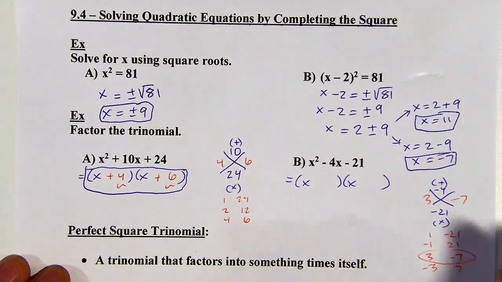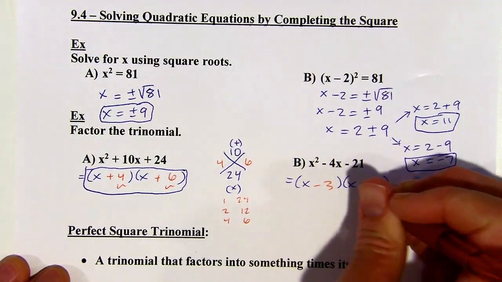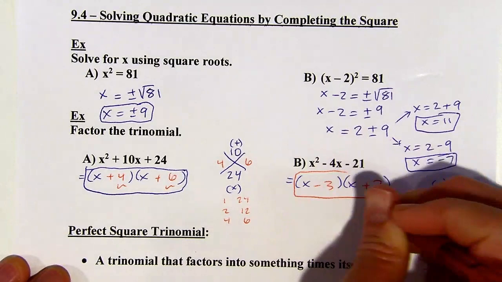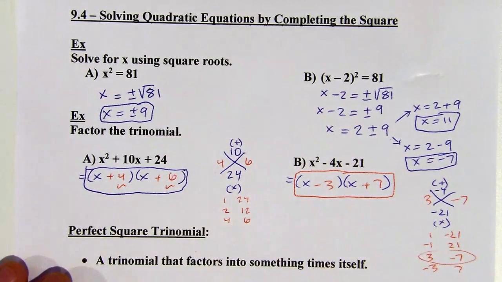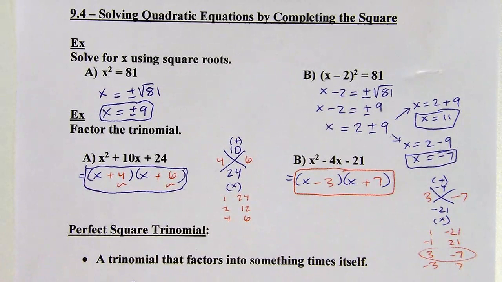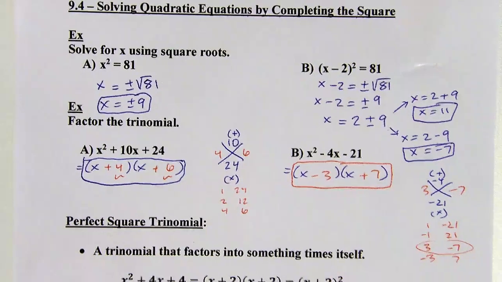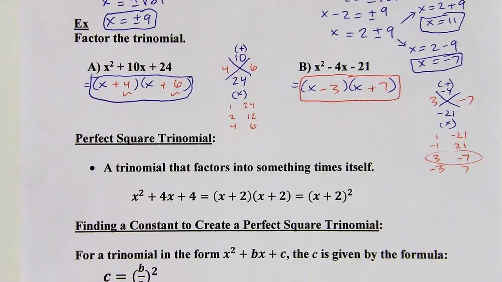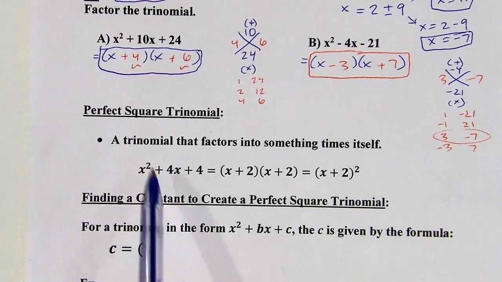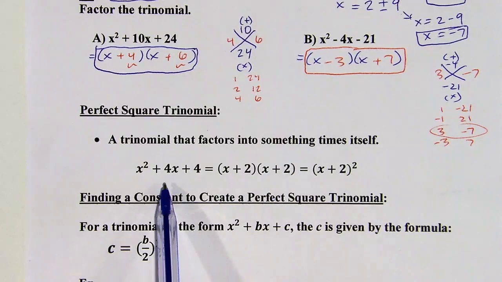So then that tells me I have a negative 3 and a positive 7. So again, you could have those factors in either order, but the 3 has to be negative and the 7 has to be positive. You can't switch the signs. Okay? All right. So let's talk about a perfect square trinomial. So a perfect square trinomial is a trinomial that factors into something times itself.